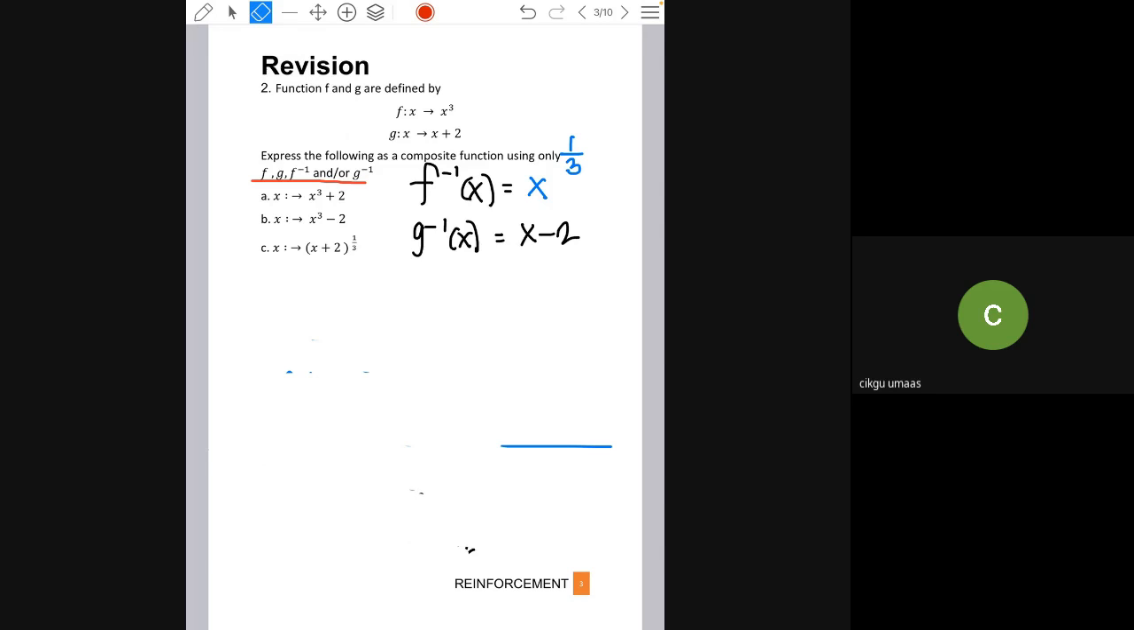So let's start in the normal way. We don't have to pressure ourselves. Okay, A. Okay, they want us to find this answer, x cubed plus 2. I go one by one.